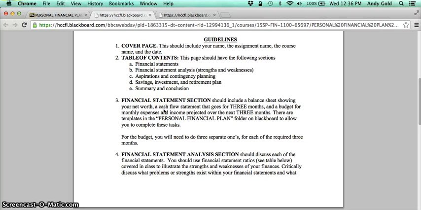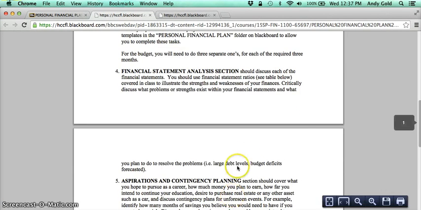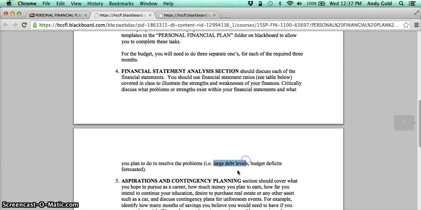So in Section 4 is where you're going to use the ratios to analyze the health of your current financial situation. And you'll critically discuss, what are the strengths and weaknesses that are present and what you have planned to resolve those problems. For example, do you have large debt levels? Are you consistently running a budget deficit, which means that each month you're spending more money than you're earning? What's your plan for fixing those things?